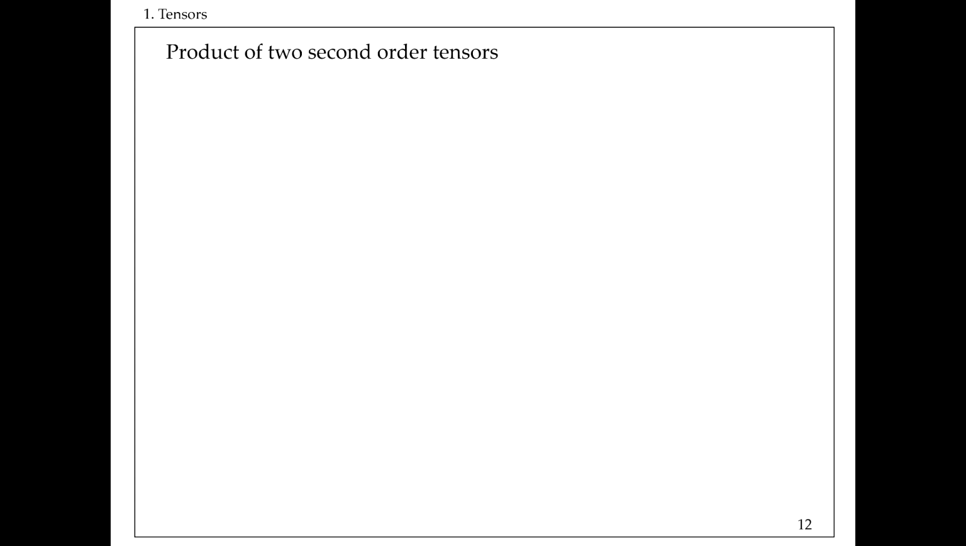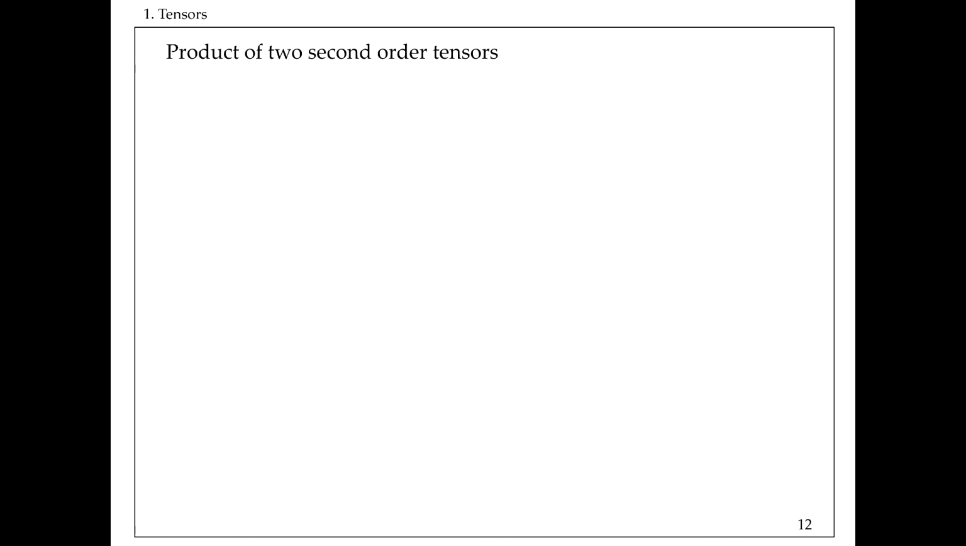Let us continue discussing all these operations with the second order tensor. So we just looked into how we multiply a vector by a second order tensor. So we have a multiplication of these two creatures. Now, next what we will do is we will look into the multiplication of two second order tensors.